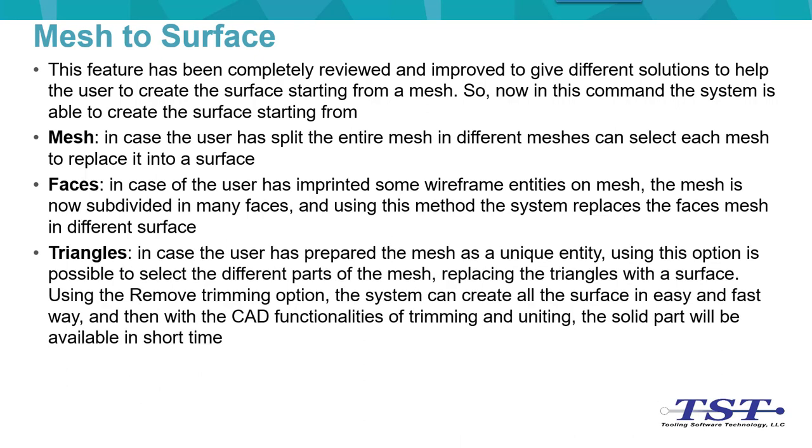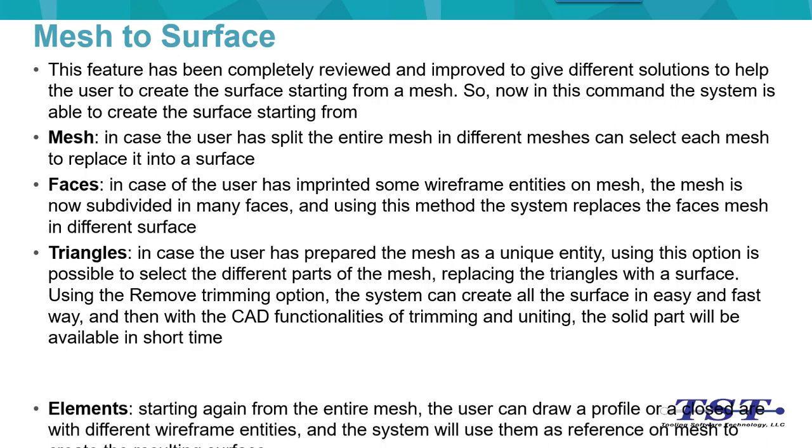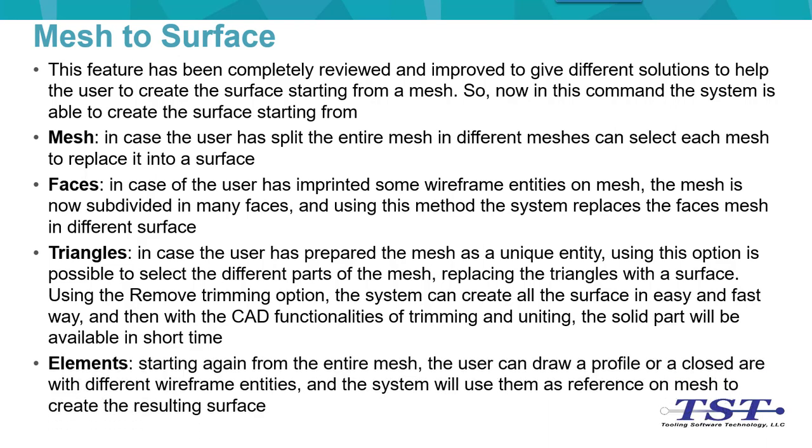You can also do this by triangles in the case that the user prepares the mesh as a unique entity, using the option to select different parts of the mesh, replacing triangles with surfaces. Using the remove triangle option, or remove the trimming option, the system can create the surfaces in easy and fast ways, and then with the CAD functions, trim it and unite it to make one solid part, which would be available in short time.